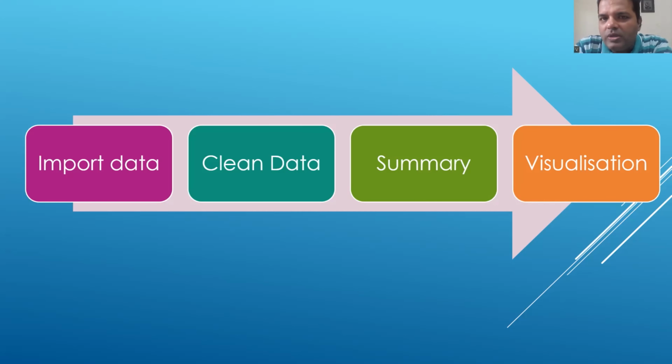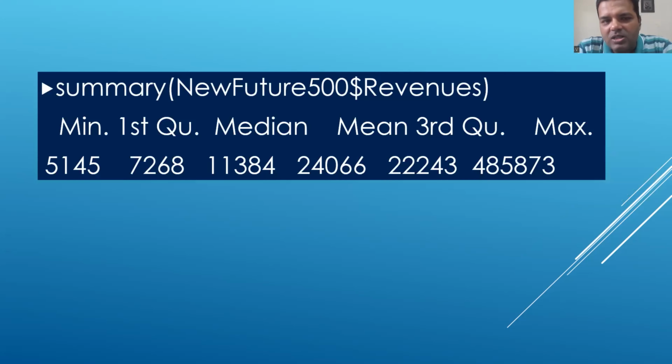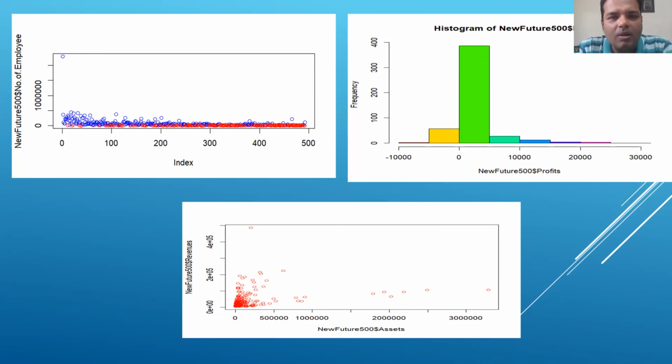And in the last stage we see visualization. We plot the data and find out how the data looks. We can create a bar plot, a scatter plot, or a histogram to find out the normal distribution of the data. So these are the stages. First we import the data, then we clean the data, then we have summary statistics of the data, and last we visualize. So summary statistics look like this, and these are our plots: scatter plot, histogram, and again here the scatter plot.